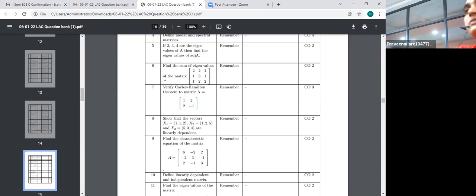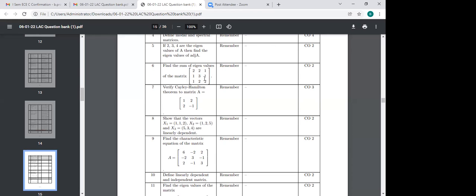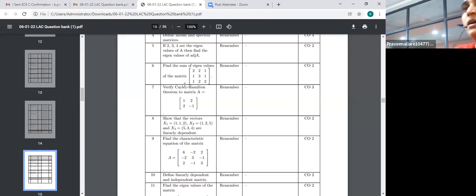Okay. Next, sixth question here. Find the sum of the eigenvalues of the matrix 2 2 1, 1 3 1, 2 2 2. How are we finding the sum of the eigenvalues? Sum of the eigenvalues is equal to what? Trace of A. Okay? If that statement is said, then directly get the values, sum of the eigenvalues, right? That is the sixth question. Sum of the eigenvalues is equal to trace of A.